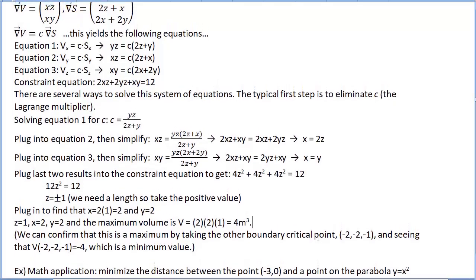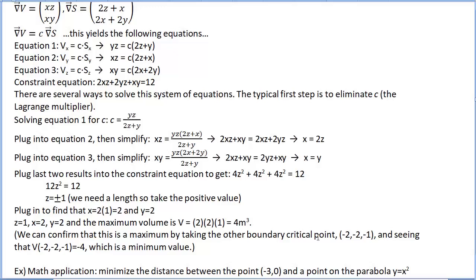So let's minimize the distance between the point -3, 0 and a point on the parabola y equals x squared. Okay, so first, as always, we need to create the functions that we are trying to optimize. So the function we're trying to optimize is the distance function.